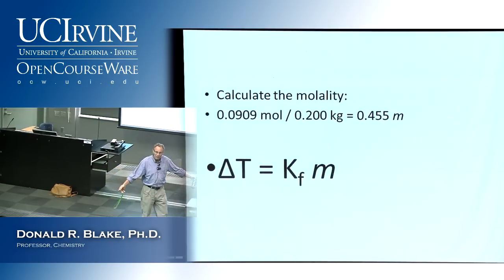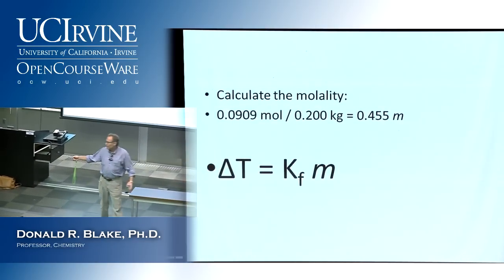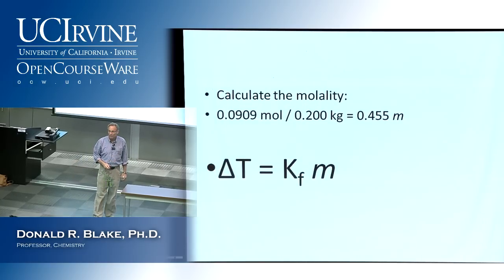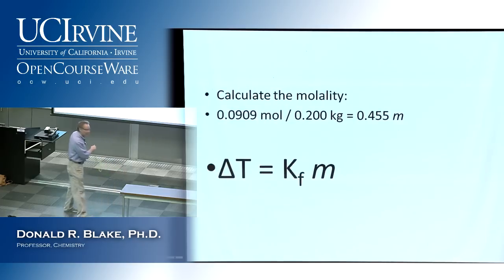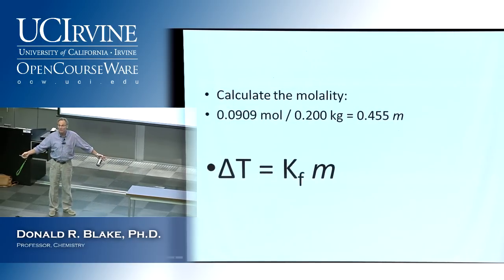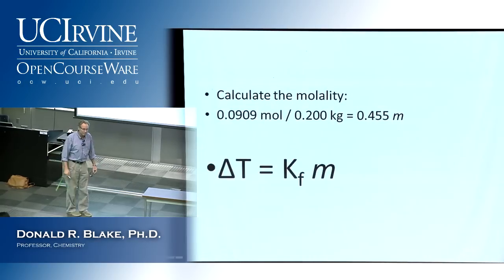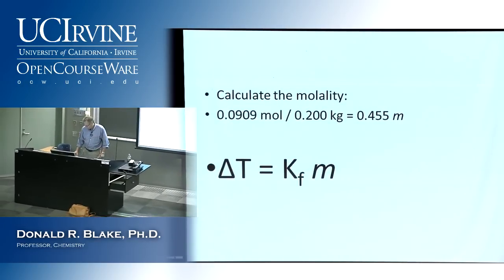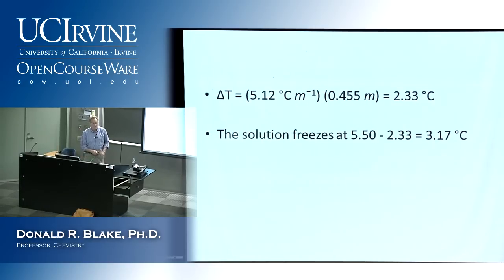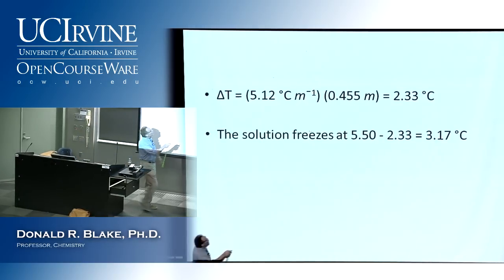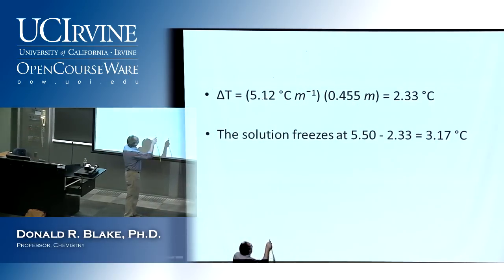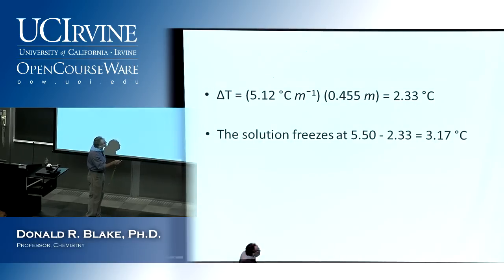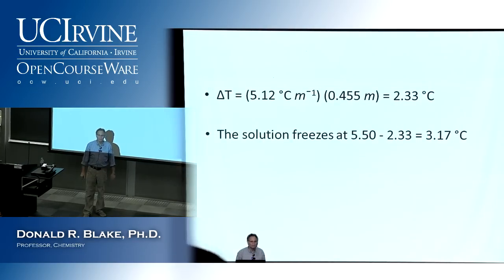Now, don't forget, I'm not sure what the question was, but if it asks what is the new freezing point, then you have to take whatever that change in temperature was, if it's 2 or 3 degrees, subtract it from 5.5. Okay, so let's see. Yep, look at that. So you have the molality here, you got this here, delta T is equal to 2.33. Subtract it from this. How many got 3.17? Good.